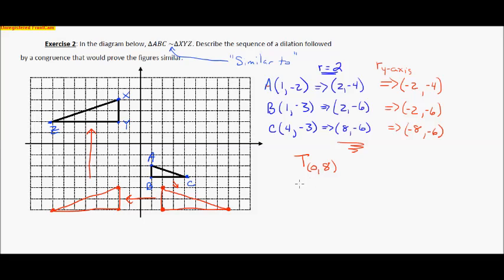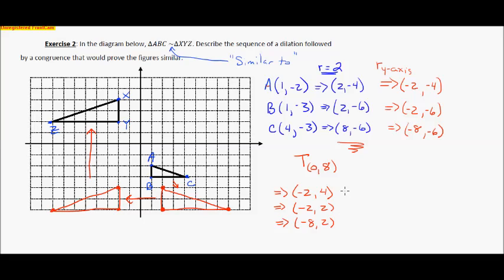Alright, so this is going to give me a new set of coordinates, and they should match up with what X, Y, and Z are up here. So -2, -4, I'm going to add 8 to each one of the y coordinates. So -4, and I'm going to add 8, that gives me a positive 4. -6, I'm going to add 8, and that gives me a positive 2. And -8 stays the same. -6 again turns into a 2.